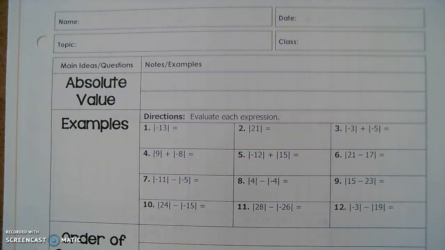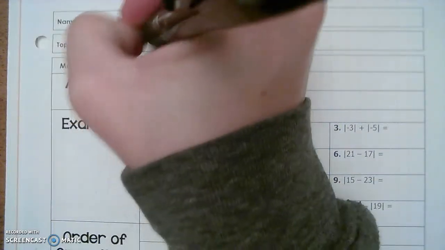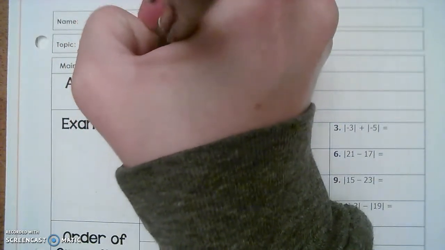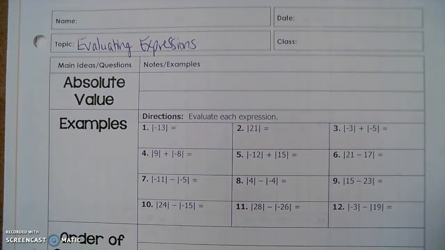The topic for page 5 and 6 notes is evaluating expressions. So that means you're going to see a problem that has numbers and operations, and your job is to come up with the one number for the answer. And you'll do so by following the order of operations.